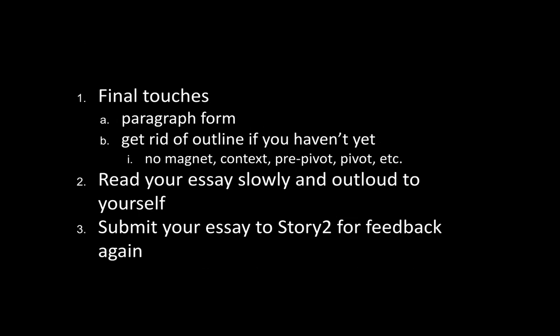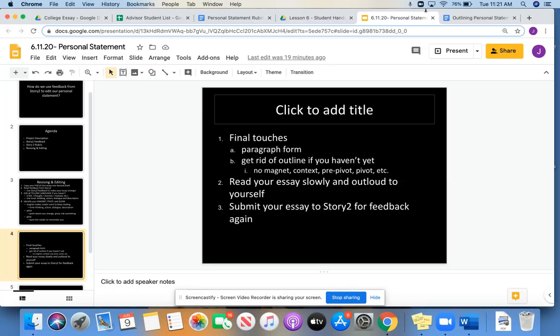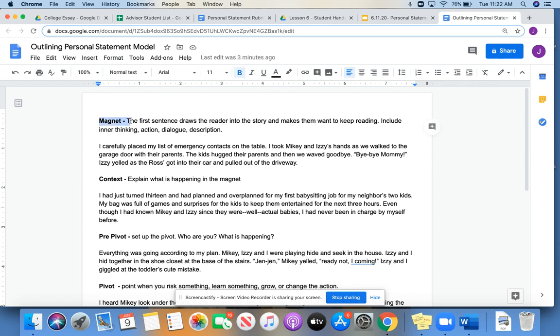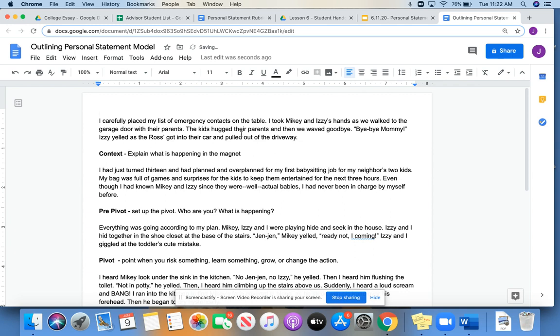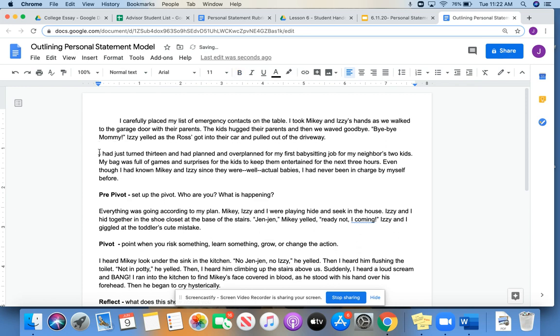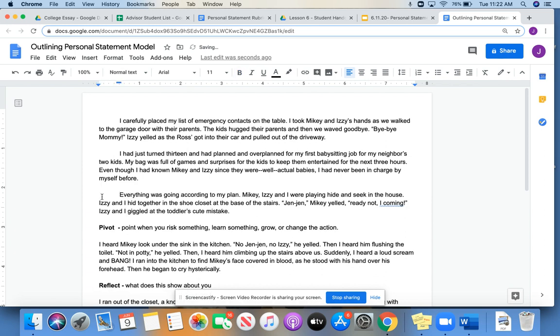After you've used all of your feedback, you've made edits, you've rewritten paragraphs, you've rewritten sentences, you're going to put your final touches on your essay. This is going to be in paragraph form. It should not be one huge paragraph. And if you've used the outline, make sure you get rid of it for the magnet, context, pre-context, and pivot. So if you're looking at this essay, right, some people still have magnet written there and the description. Make sure you get rid of it. Each of these should be a new paragraph. Right? So when it's all said and done, this should be an essay. Okay? Make sure there's capitalization, spelling.